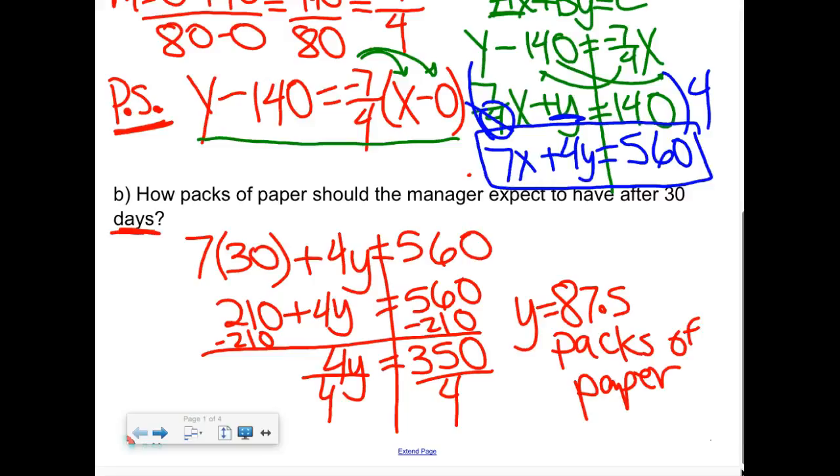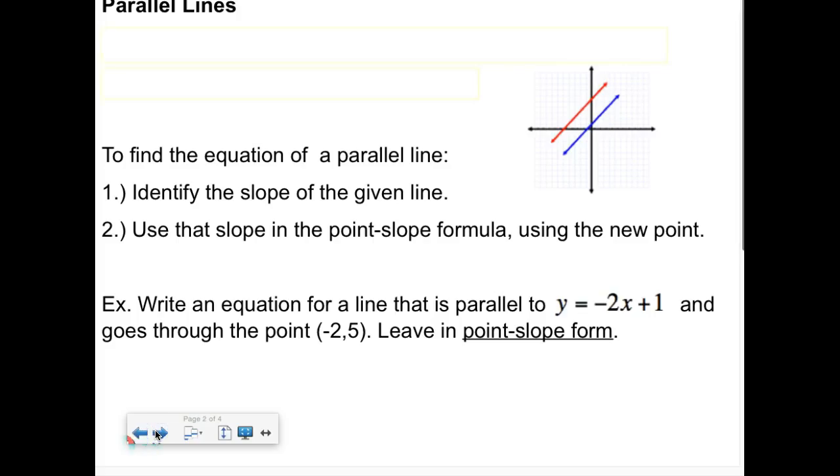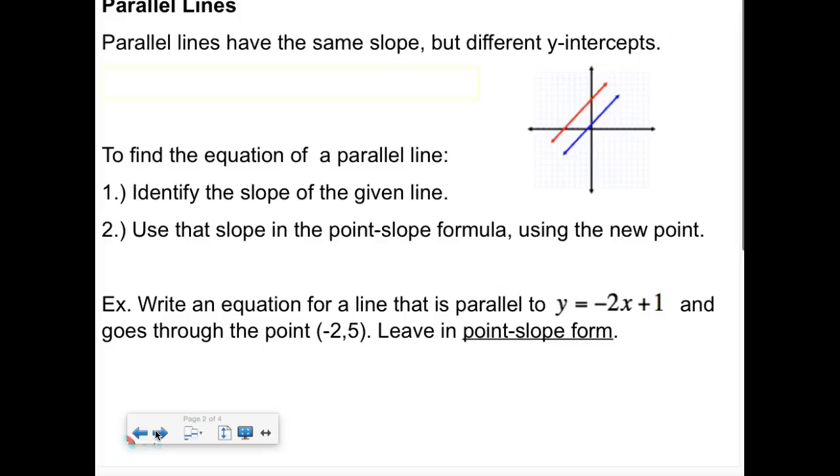Okay, so that's taking everything that we learned yesterday and putting it into a word problem. But now today, what we are going to actually be talking about are parallel and perpendicular lines. Now, a couple of things we need to know about parallel lines. Parallel lines have the same slope. That's probably our most important thing that we need to know.